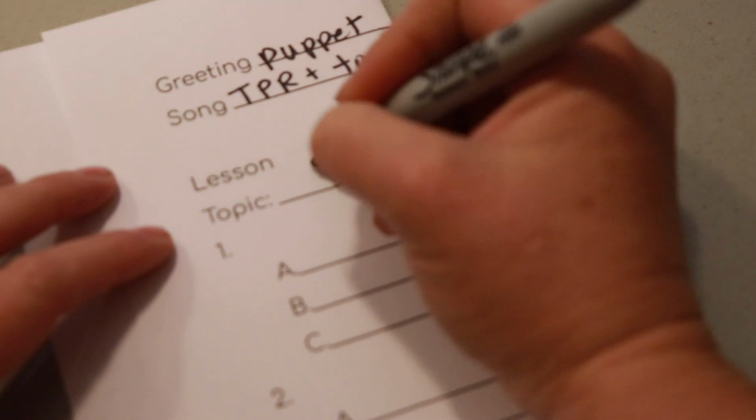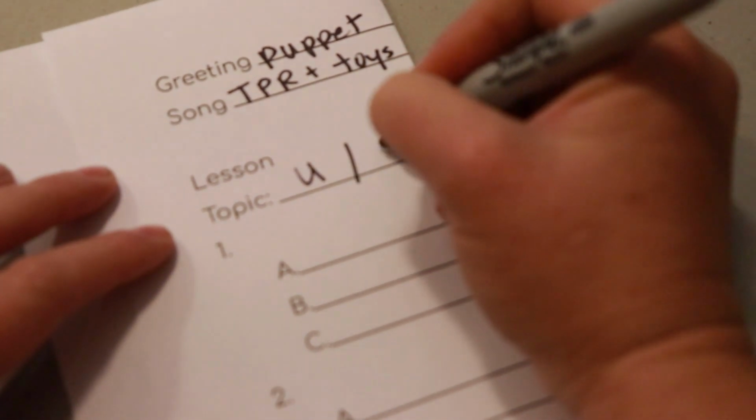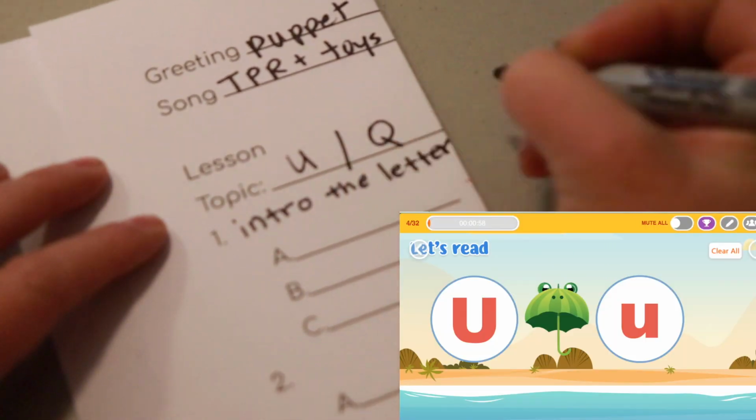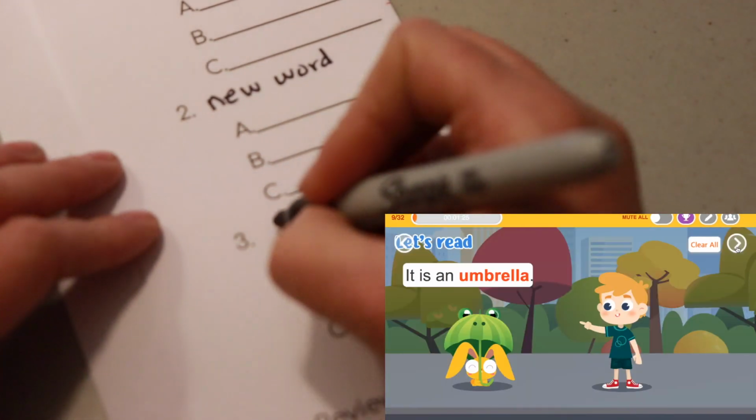Step 2, now that we've identified the sections, identify the points of the lesson. For letter U, we can see that there are 3 points. Introduce a new letter. Teach a new word. Use the new word in a sentence. These are the lesson points for the first half of the lesson. The second half of the lesson, letter Q, has similar points.